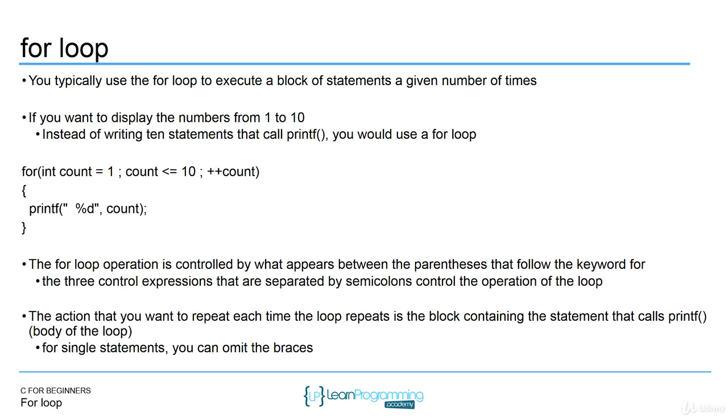So what are those 3 things doing? We're going to describe them. The action that you want to repeat is inside the body of the loop. That's what happens so many times. In this example, the body of the loop is printf. If a condition evaluates to true, it will keep printing that number. And again, for single statements, you can omit the braces.